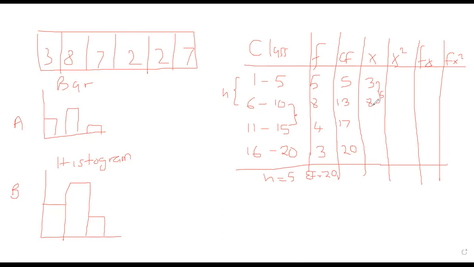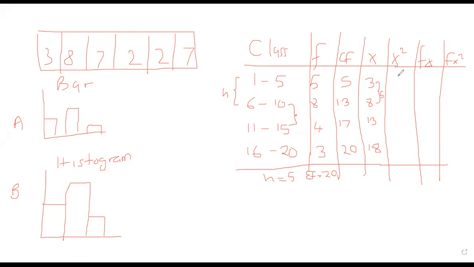8 plus 5 is 13, 13 plus 5 is 18. Or alternatively, like I said, you add 6 plus 10, 16 divided by 2, 8. 11 plus 15, 26 divided by 2, 13. 16 plus 20, 36 divided by 2, 18.